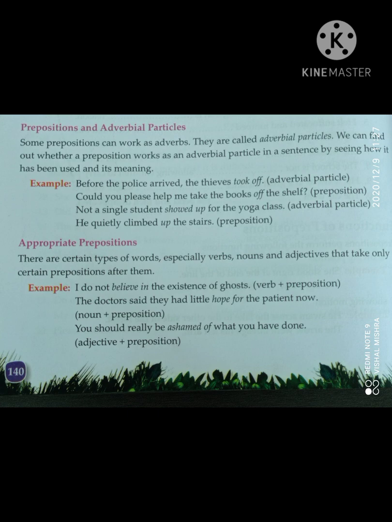Now let's learn about appropriate prepositions. There are certain types of words, especially verbs, nouns and adjectives, that take only certain prepositions after them. Example: I do not believe in the existence of ghosts. There is a combination of verb and preposition. The doctors said that they had little hope for the patient now. Here is a combination of noun and preposition. You should really be ashamed of what you have done. There's a combination of adjective and preposition. So please understand this combination of appropriate prepositions with verbs, nouns and adjectives.